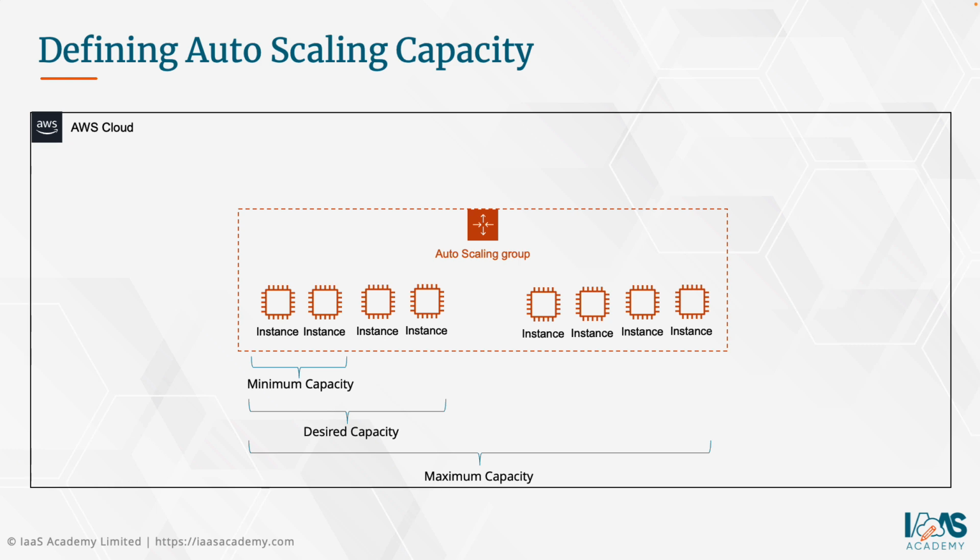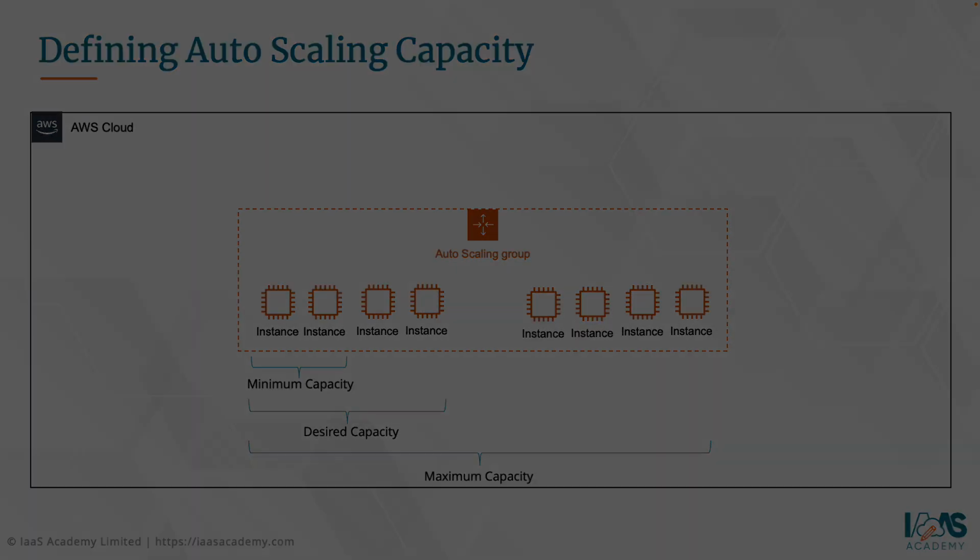So as an example, you could have a minimum capacity set to 2, a desired capacity set to 4, and perhaps a maximum capacity set to 8. In this sort of scenario, your auto-scaling group will always run at least 2 instances, even if demand is really low. It will aim to maintain 4 instances under normal conditions, and if demand increases substantially, it will scale up to a maximum of 8 EC2 instances.